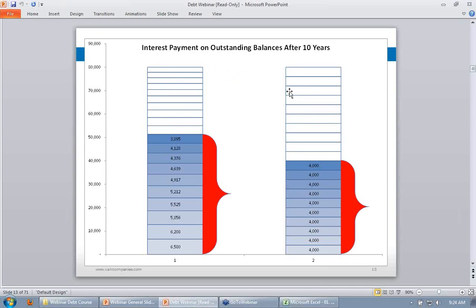But after 10 years, we'll notice that I'm carrying more of a balance in the mortgage style than I am in the level P. Thus, my interest payment for year 10 will be greater in the mortgage style than it will be in the level P.